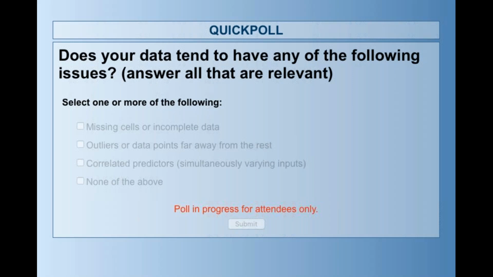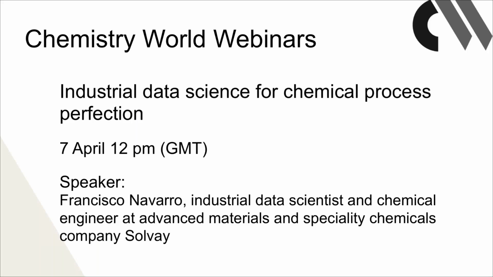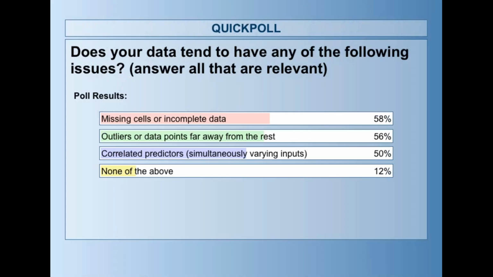But that's probably enough promotion of their website from me. And I think enough of you have voted now, so let's close down this poll and let's see. Well, there we go. So it's very good that so many of you, 12% of you, tend not to have these common problems, but that's a fairly even spread for the rest of it. Francisco, is this what you'd expect to see in real life data sets?